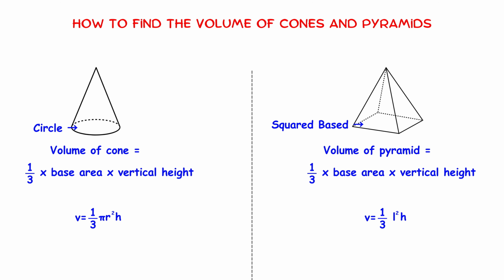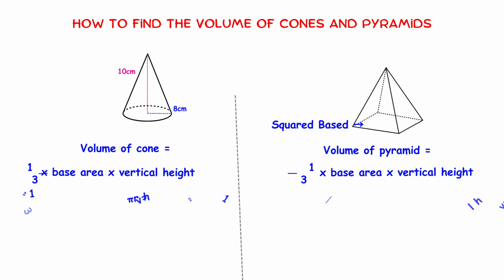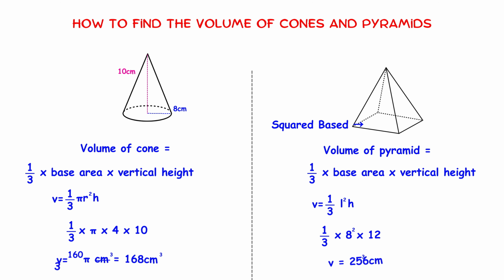To see how these equations work, let's add some measurements to our shapes and work out their volumes. So if we start with the cone, we're going to have to do 1/3 times pi times our radius squared. So times 4 squared, and then times the vertical height, which is 10. And so this will give us a volume of 160 over 3 pi centimeters cubed, if we want our answers in terms of pi, or 167.6 centimeters cubed given to 3 significant figures.